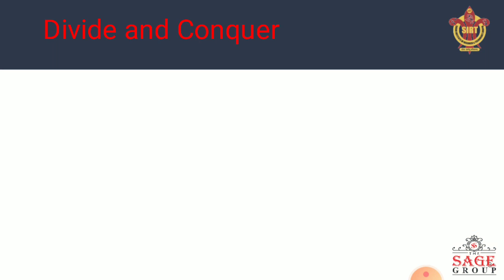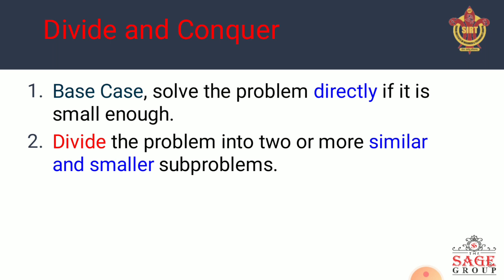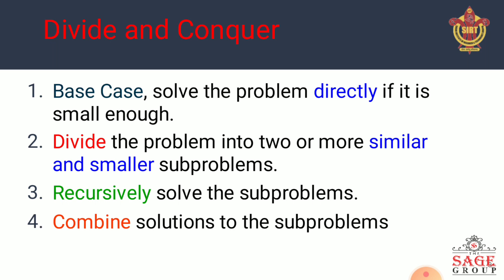Firstly we start with the divide and conquer approach, which we have already discussed in the previous lecture based on the merge sort algorithm. In divide and conquer, firstly there is the base case. Base case is the condition where if our problem is of small size, then we solve it directly, and if it is large, then we divide the problem into two or more similar and smaller subproblems. Now recursively solve these subproblems. When we have solved these subproblems, our last step is to conquer, or combine, the solutions to the subproblems.